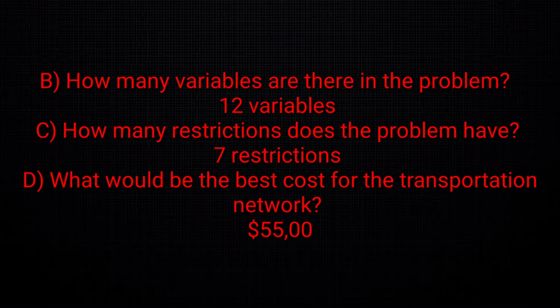B. How many variables are there in the problem? 12 variables. C. How many restrictions does the problem have? 7 restrictions. D. What would be the best cost for the transportation network? $55,000.